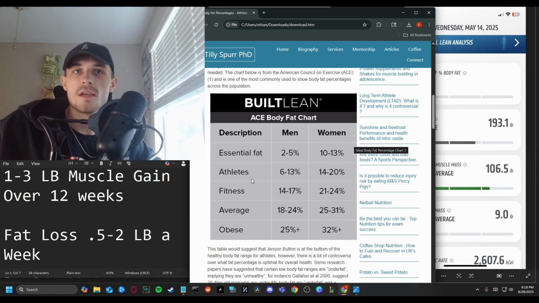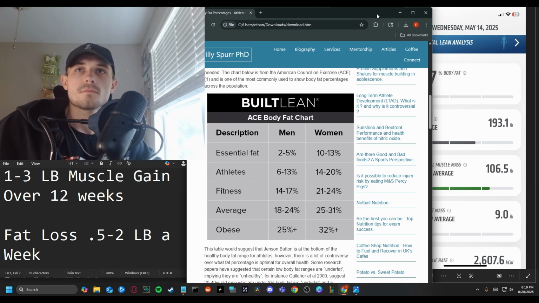So for athletes, you can expect them to be around 6 to 13% for men, and for women 14 to 20. Fitness 14 to 17%. That's general fitness, and 21 to 24 for women. And then on average, men fall between 18 and 24%, and then women fall between 25 and 31%. And then obese is over 25% for males, and then for women, 32% or over. So you would want to be somewhere in the average or fitness area right there.